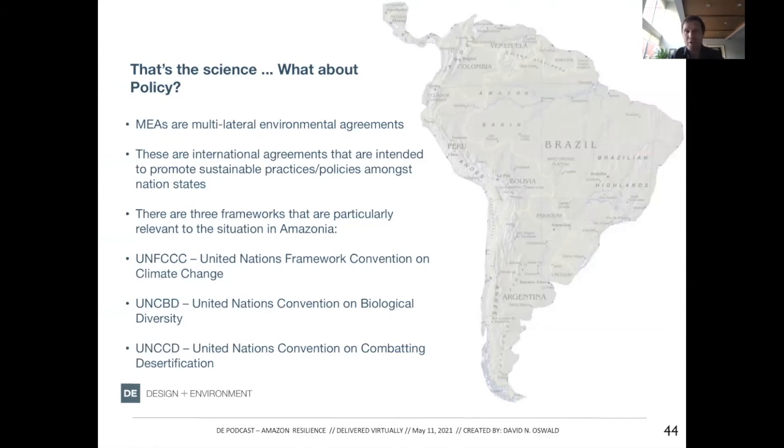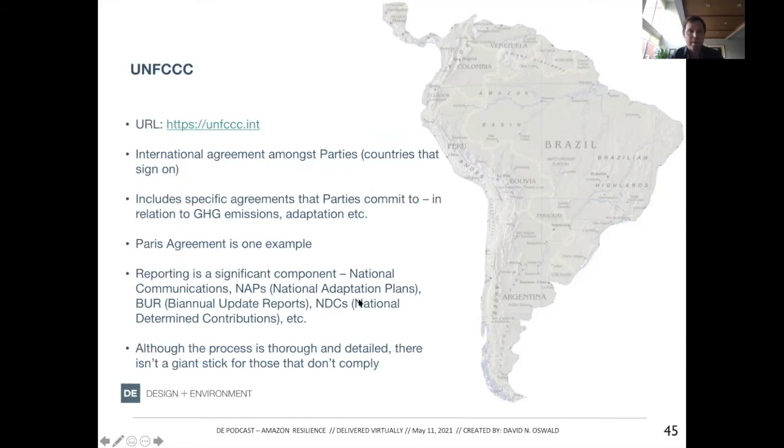There are three frameworks that are particularly relevant to the situation in Amazonia. UNFCCC for climate change, that's the United Nations Framework Convention on Climate Change. UNCBD, United Nations Convention on Biological Diversity. UNCCD, United Nations Convention on Combating Desertification. Those are the Rio conventions, right? They were signed and developed in Rio de Janeiro in like 1992, 93, and then have carried on to this day. And all the COP meetings you hear about, that's the UNFCCC. They each have COP meetings, Conference of the Parties.